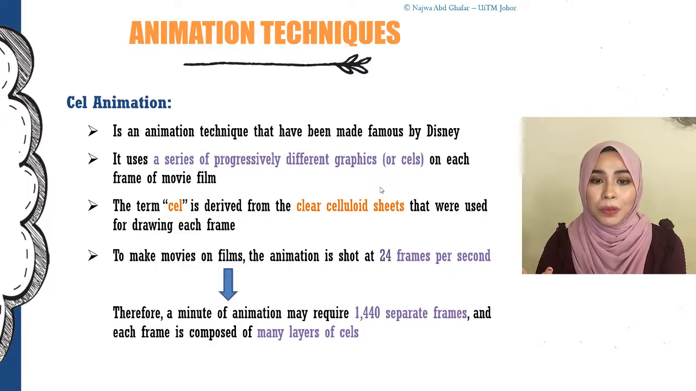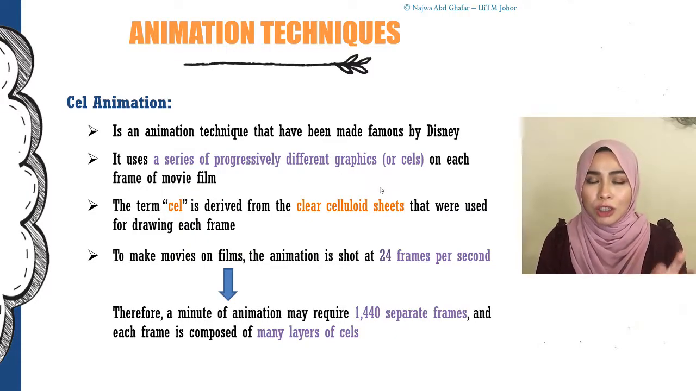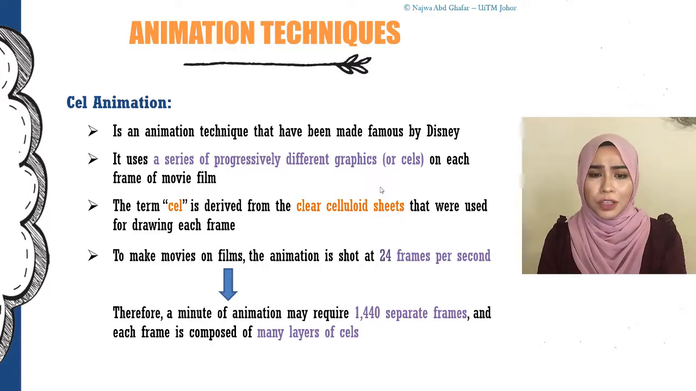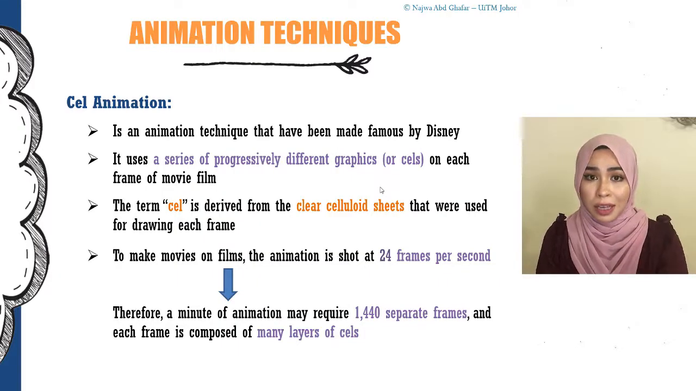For example, Snow White uses the cell animation technique to create their movie. It uses a series of progressively different graphics, also known as cells, on each frame of movie film. You will notice that I will show you a video after this, which is a video on how Snow White is created using cell animation.